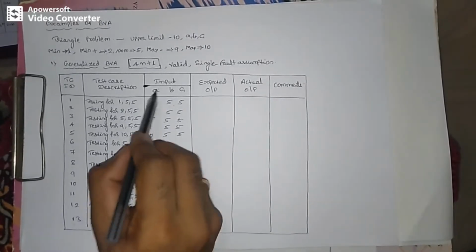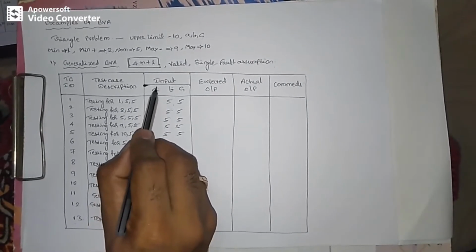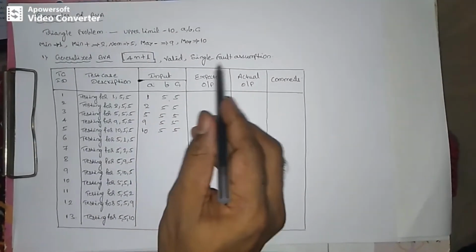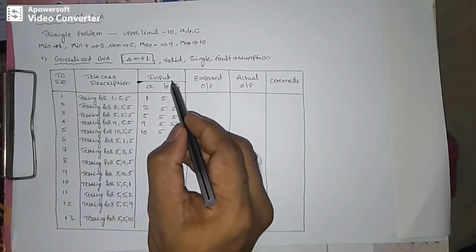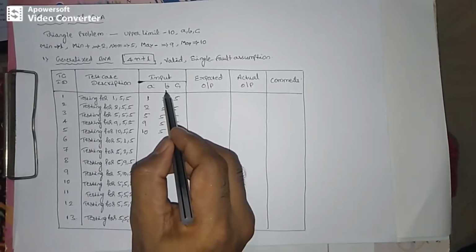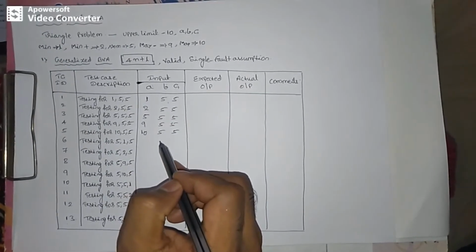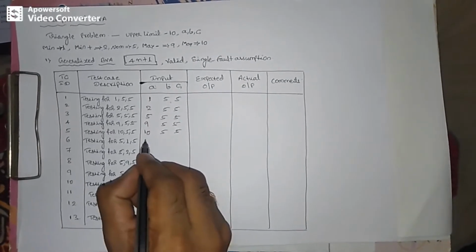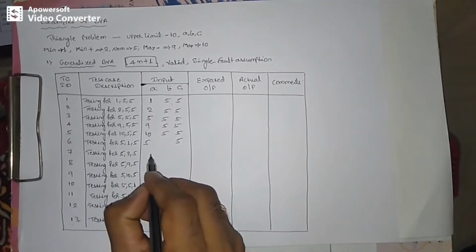Done. So now the A turn is over. That is, A is changed according to the single fault assumption. Now I need to do it for B, and then I need to do it for C. Next time I will keep changing the B input variable value. Then A and C will be nominal.